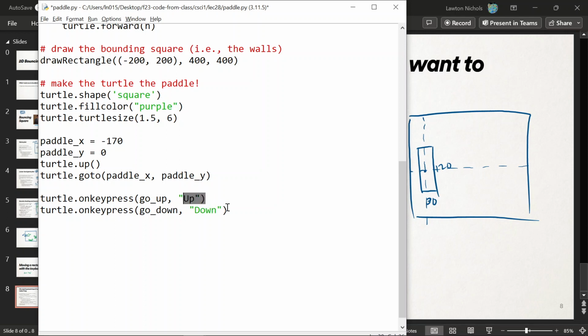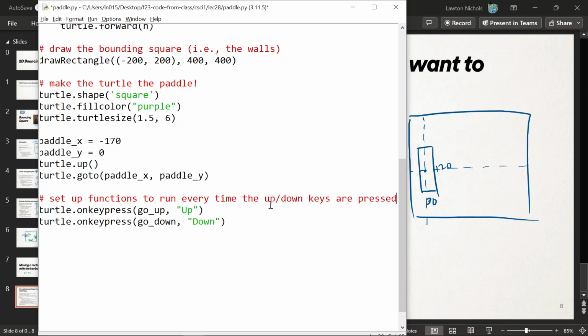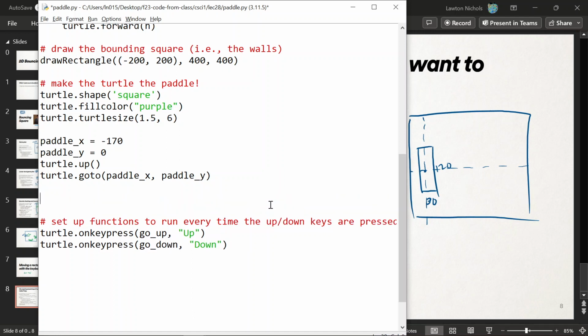So you say up and down, that corresponds to the key, and then these will be the names of the functions you want called when that key gets pressed. All right? So this sets up functions to run every time the up and down keys are pressed. That's the idea. And so let's make a go up function and a go down function.